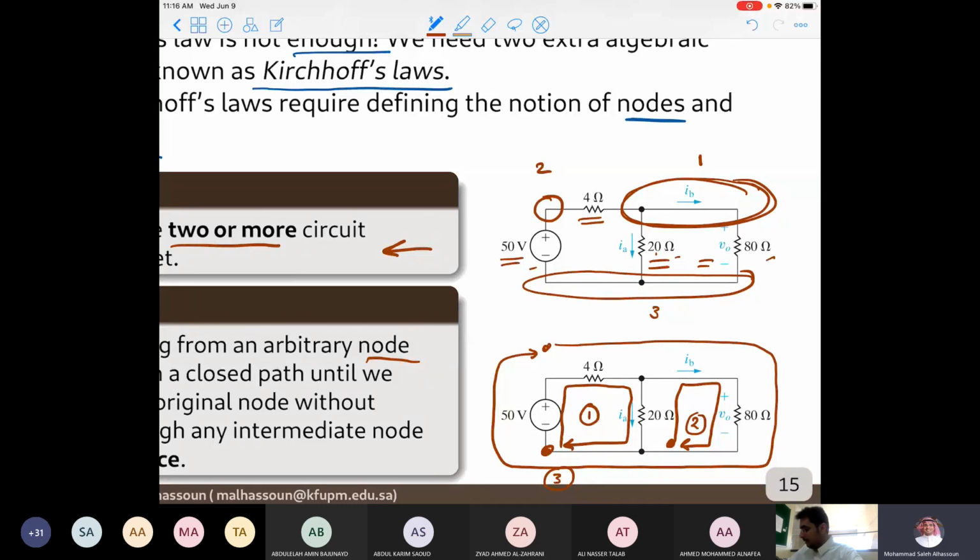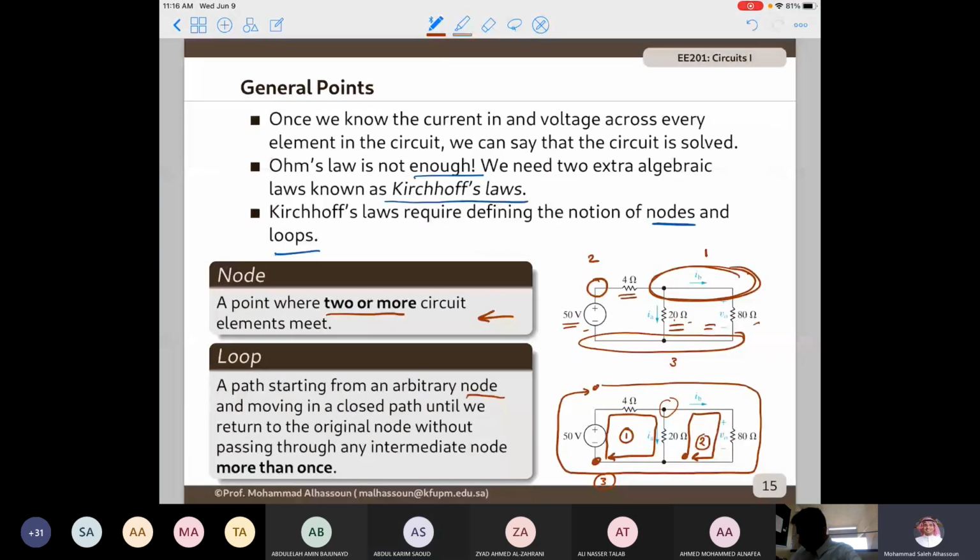Yes, Abdul Karim. Doctor, in the third loop, if I start from where you started and go to the 80 ohm resistance, and instead of continuing, I go up with the 20 and pass again to the 4 ohm, is that still considered a loop? No, because you're passing through this node, which is an intermediate node, more than once. Okay, cool. Thank you. So remember, you don't pass through an intermediate node more than once.